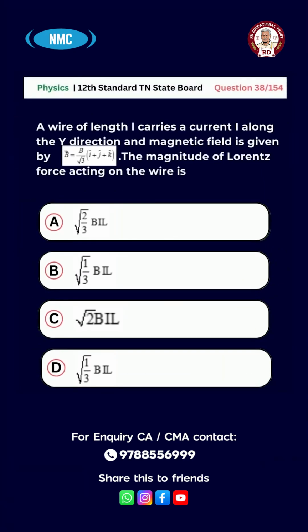Question number 38. A wire of length L carries a current I along the y direction and the magnetic field is given by B vector equal to B by root 3 into (i cap plus j cap plus k cap). The magnitude of Lorentz force acting on the wire is: option A, root 2 by 3 B into I into L; B, root 1 by 3 B into I into L; C, root 2 B into I into L; D, root 1 by 3 B into I into L. The right answer is option A, root 2 by 3 B into I into L.